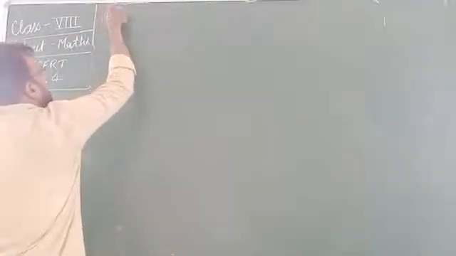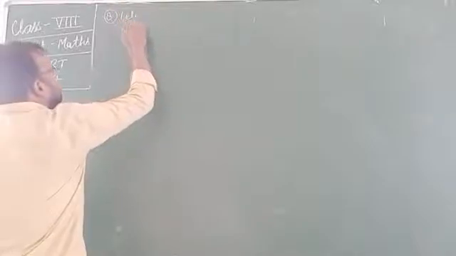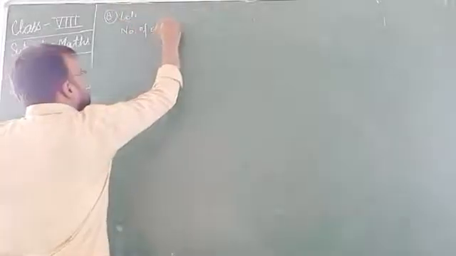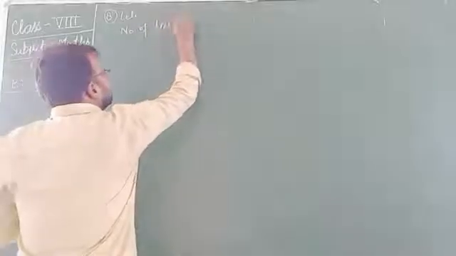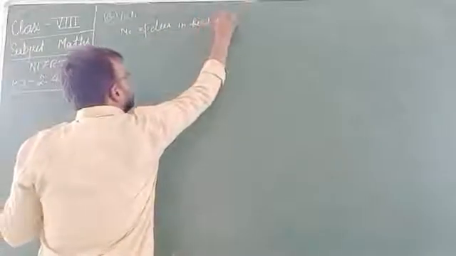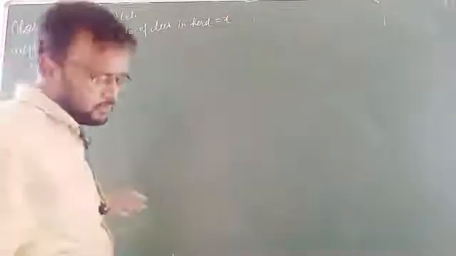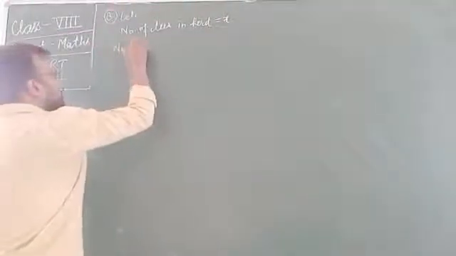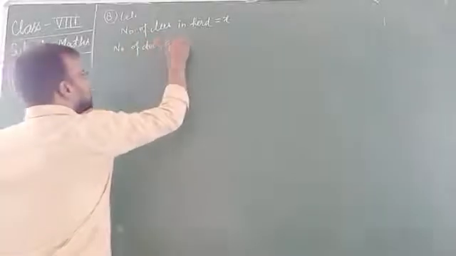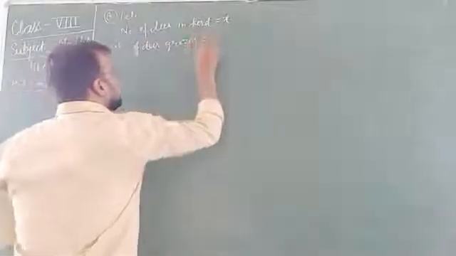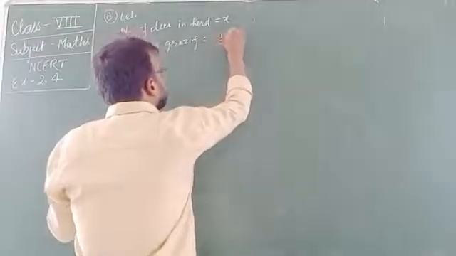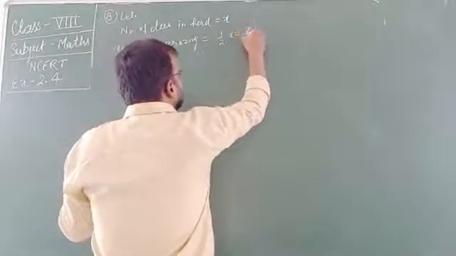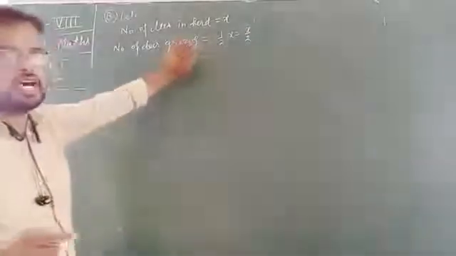Okay. Let the number of deer in question number 8 be x. Let the number of deer in the herd equal x. It says that half of the herd of deer is grazing in the field. Number of deer grazing equals half of the herd, that is 1/2 x, which can be written as x by 2. It means x by 2 deer are grazing in the field.